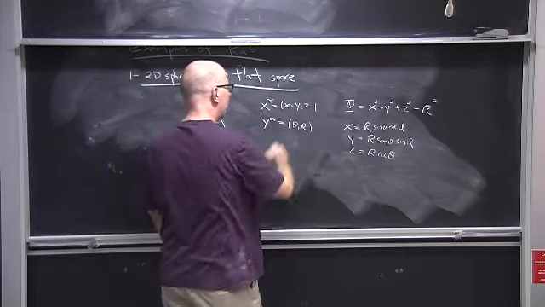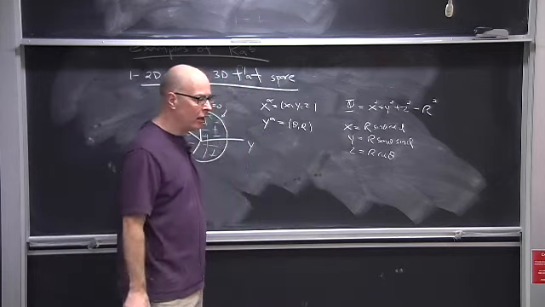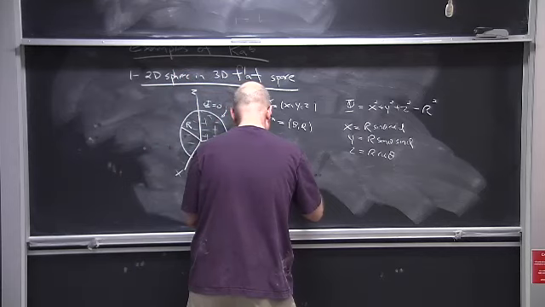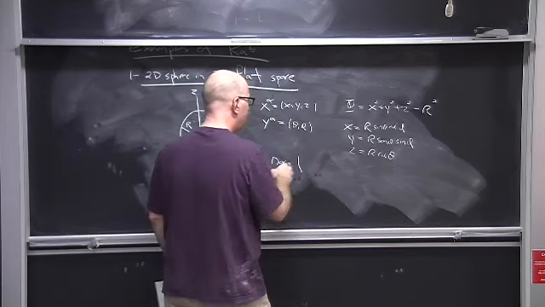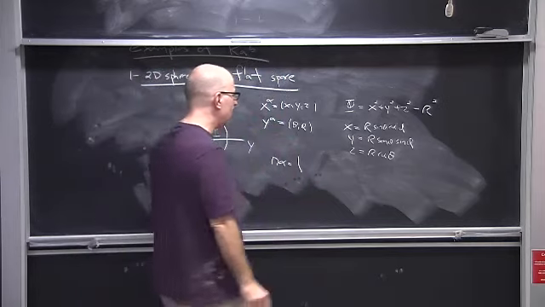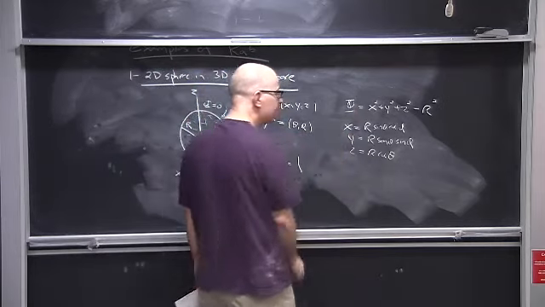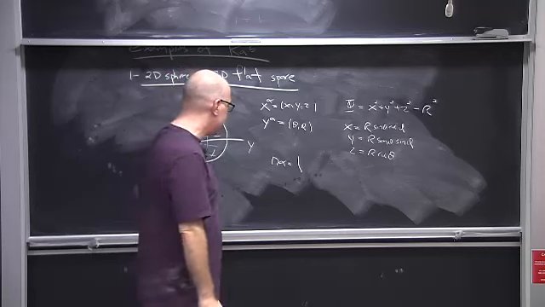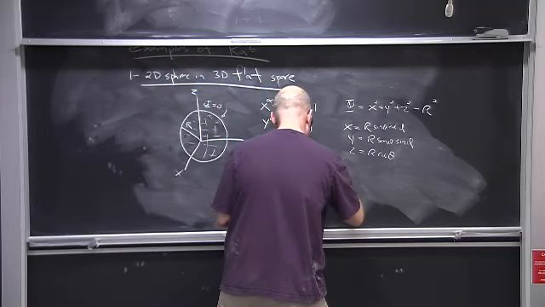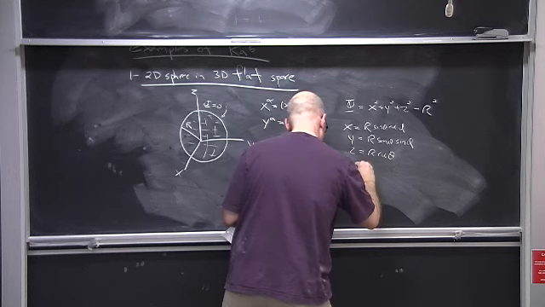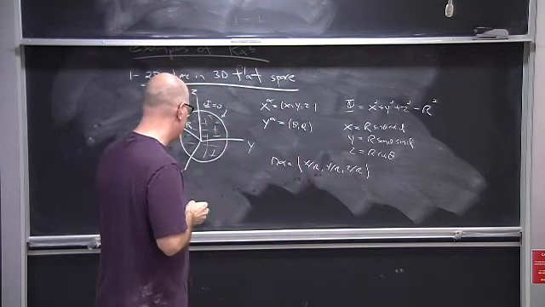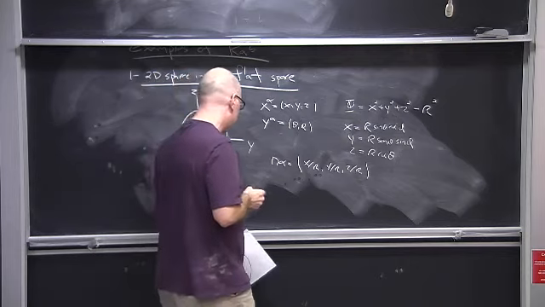So from the function Φ, we can get the normal vector. The normal vector will be proportional to the gradient of Φ, which means that it will be proportional to x, y, and z. And all I have to do then is to normalize. So it's going to be x over r, y over r, z over r. So those are the components of my normal vector.